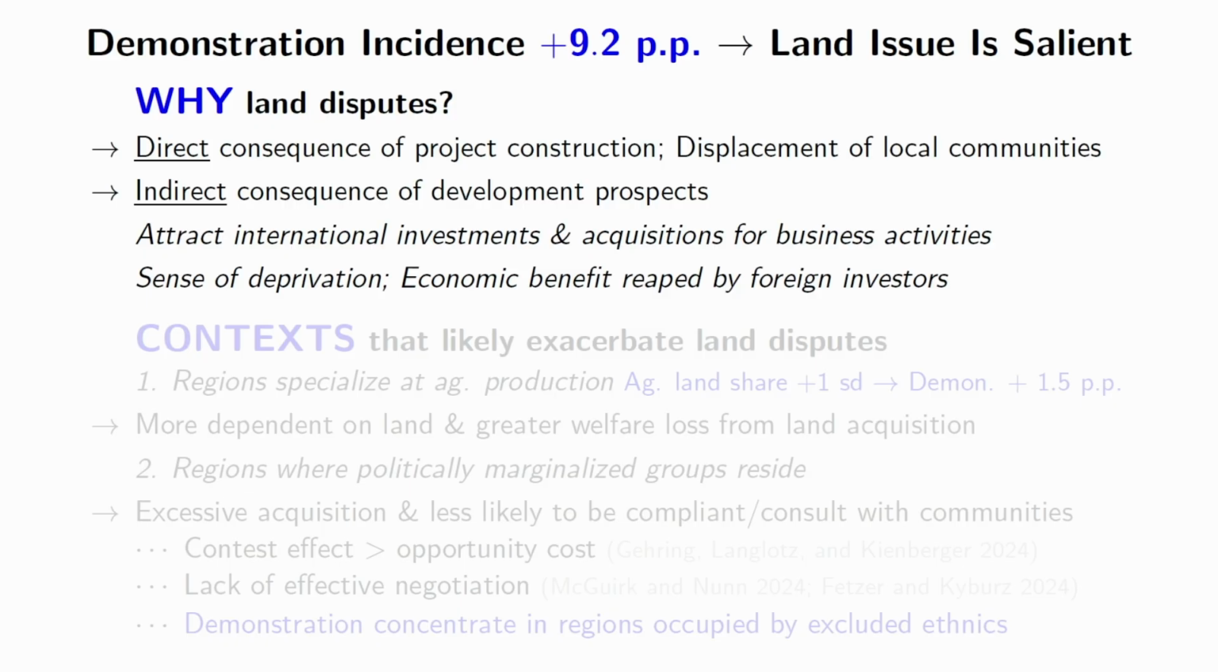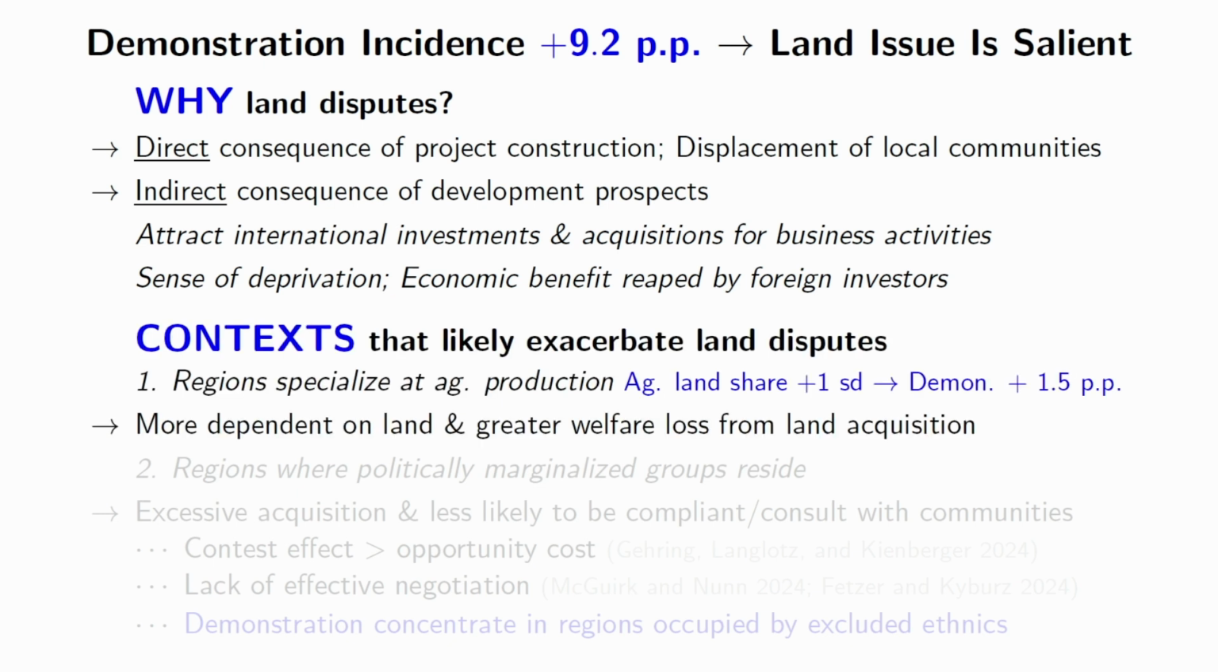On the other hand, we find a positive relationship between infrastructure and demonstration, and our analysis suggests the land issue is pretty salient. Land acquisition could both be the direct consequence of project construction, which caused the displacement of local communities and forced them to leave their habitats, or it could be an indirect consequence of development prospects, which attract international investment and acquisitions for business activities, which increases a sense of deprivation as the local communities feel the economic benefits are reaped by foreign investors instead of being kept locally.